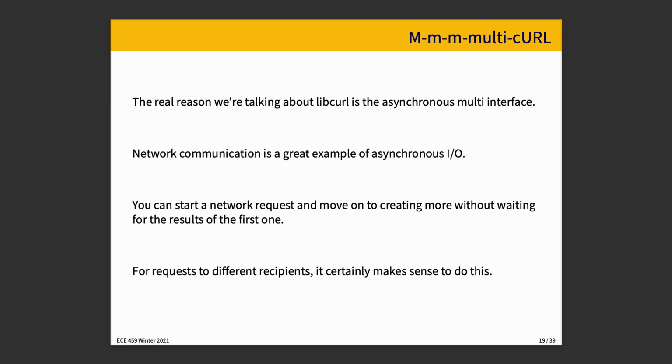Okay, but that's synchronous. The reason we talked about curl is really the asynchronous multi-interface, because network communication is a very good example of what you want in asynchronous I/O, in that the network can take a long time, from the perspective of the computer, of course. So you start a network request, you move on, you create more without waiting for the results of the first one. And especially if you are sending different requests to different recipients, you certainly would benefit from this. If you're sending them all to the same recipient, they might get queued, and the recipient can only respond so fast, so the remote server won't get overloaded. You might end up waiting, but if you're sending it to different servers, then this is great. Send it to everybody. Let them have it.